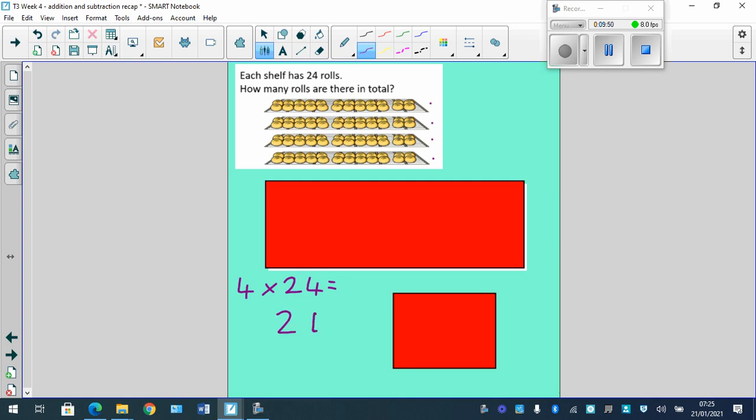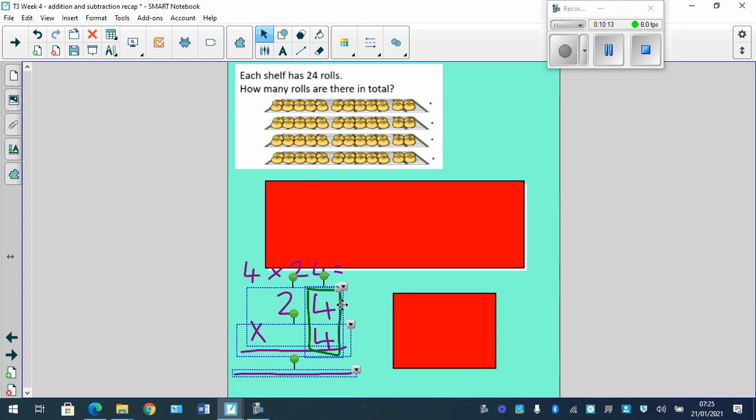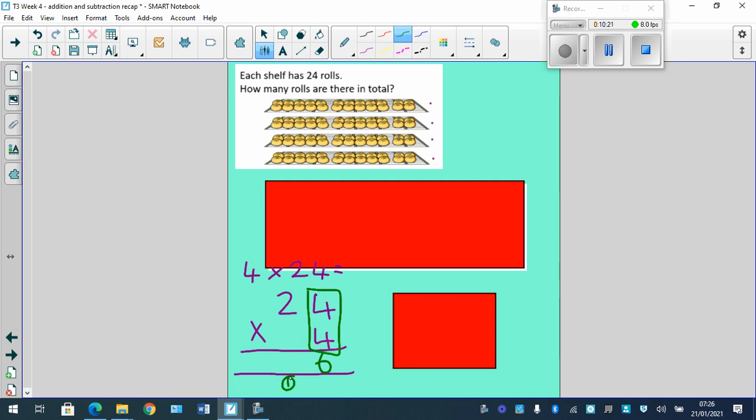Bigger number on the top, 4 here. Remember, we're multiplying a larger number, so it's good to use a method. 4 times 4 equals 16. Just going to move things up a little bit. Here we go. 4 times 4 equals 16. Exchange the 10. 2 times 4 equals 8. Add 1 equals 9, so 96. There are 96 rows in total.